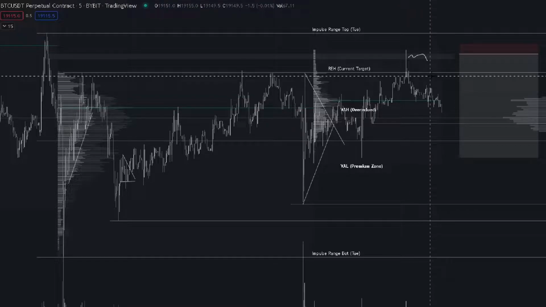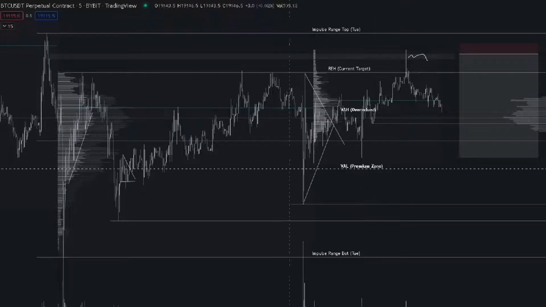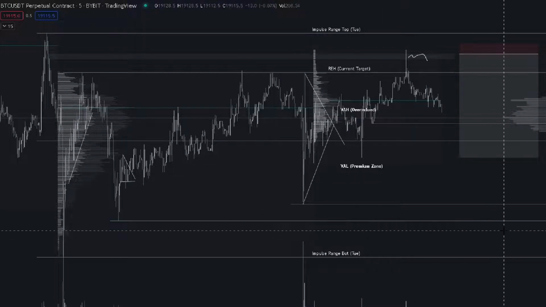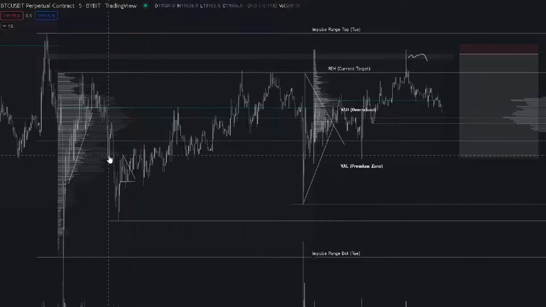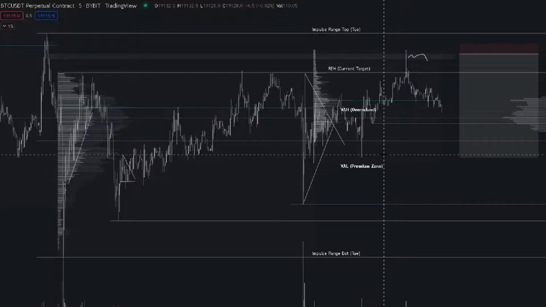And mainly, I believe the main reason that we're not moving much and we're just kind of ranging in this impulse range is because of the CPI release on Thursday. So people are a little hesitant to take trades right now. So definitely take advantage of ranges that form like this, because it's pretty much just free money that you could be trading. And the way you trade this, there's several ways.